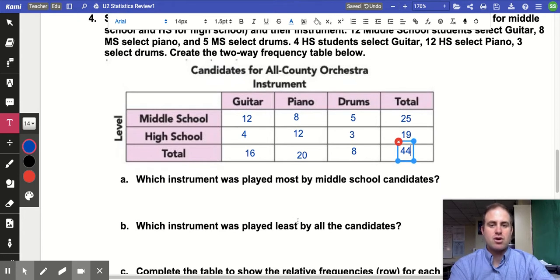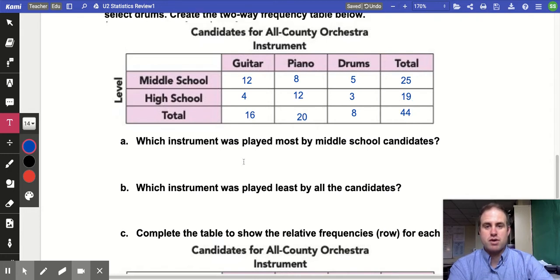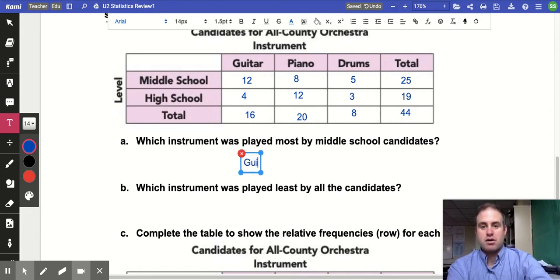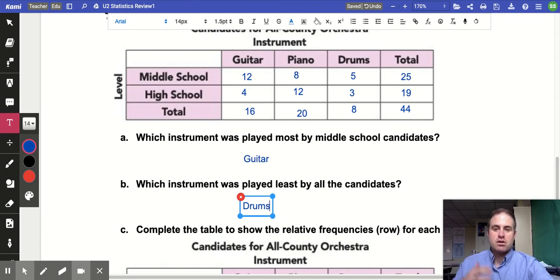Now, we can always answer questions like which instrument was played most by middle school students. Well, middle school students picked guitar most. Which instrument was played least by all candidates? Now we're looking in the total column. So that answer is drums. And this will help us gather information and find information about different amounts.